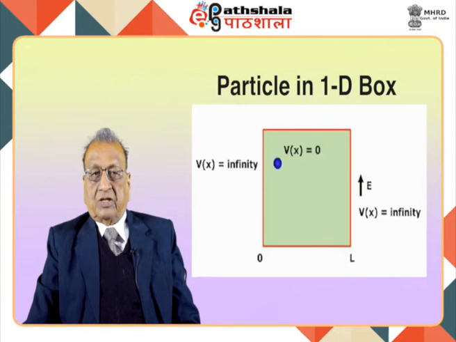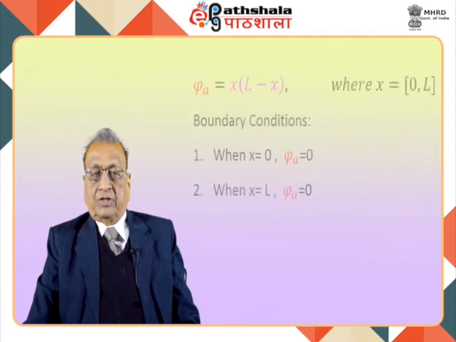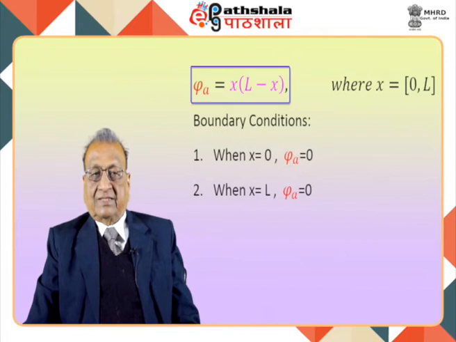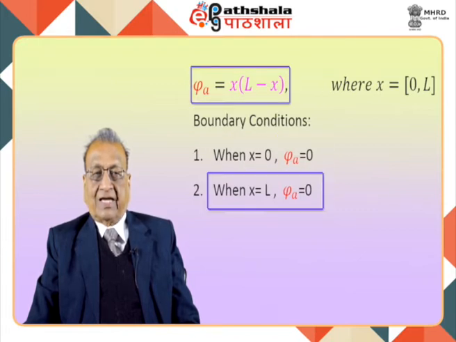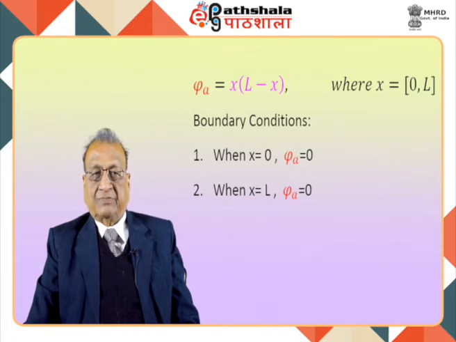Now, the boundary conditions of the problem are known: the wave function has to be 0 both when x is 0 and when x is L. If we choose the approximate wave function phi_a equal to x times (L minus x), then it can be seen that when x is 0, the function is 0. When x is equal to L, again the function is 0. So, this satisfies both boundary conditions. Now, we use this approximate wave function to solve the Schrodinger equation.